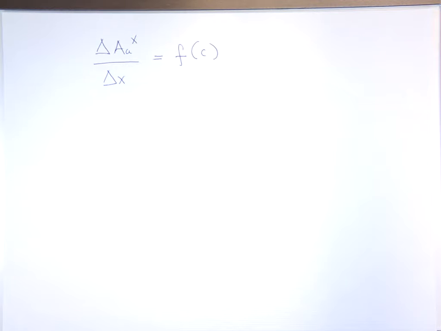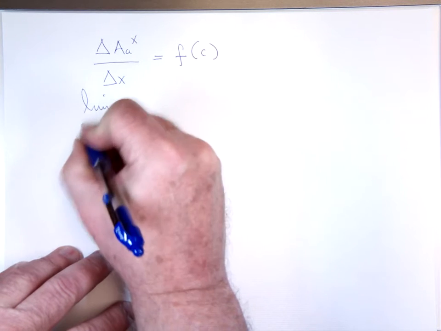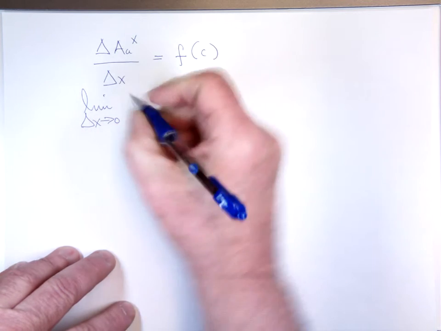When I let my delta x go to 0 here, that interval is going to get narrower and narrower. And what it's going to enable me to do is set up an equation that I can solve where I can find the area under the curve. And that solution is what we're looking for. So here's what I'm going to do. I'm going to take the limit as delta x goes to 0 of both sides.